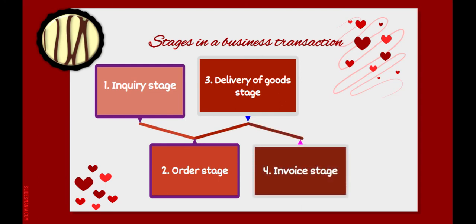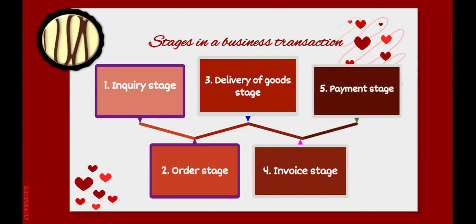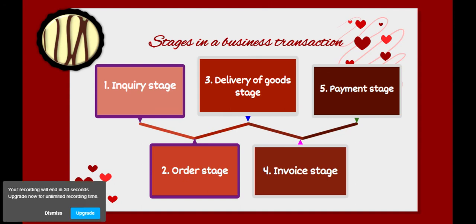The fourth stage is the invoicing stage, and this stage involves the seller requesting or demanding payment from the buyer for the goods or services delivered. And then finally, we move to the last stage, which is the payment stage. And this is the final stage of a business transaction, which takes place after the invoice has been received and ascertained to be correct, or where necessary, corrections made.